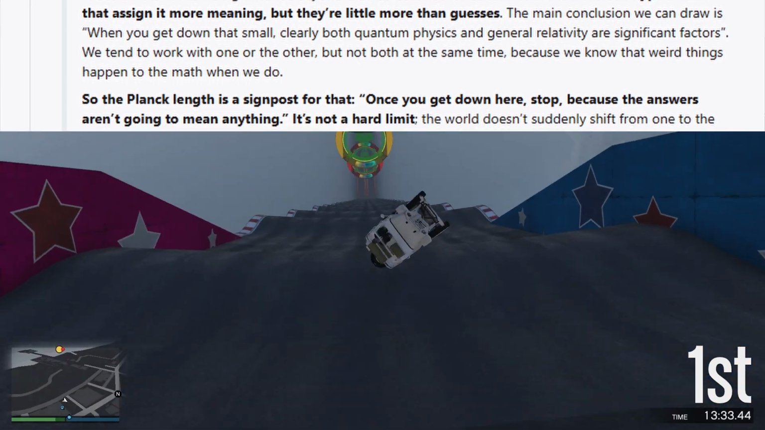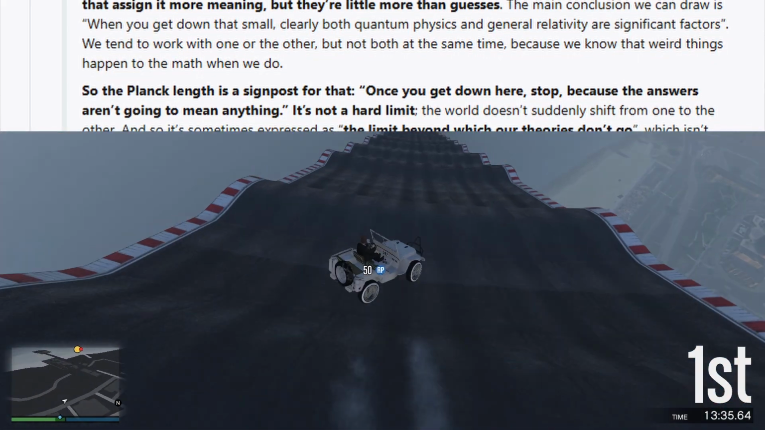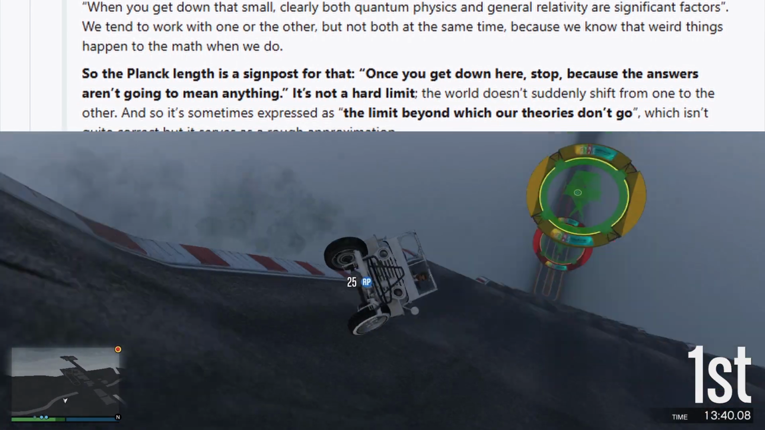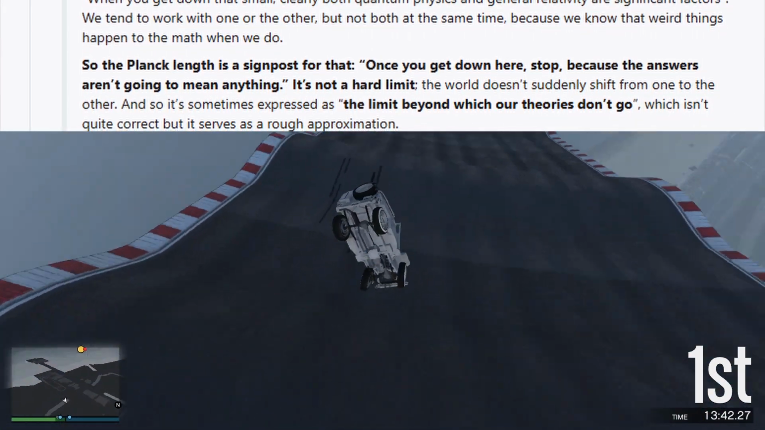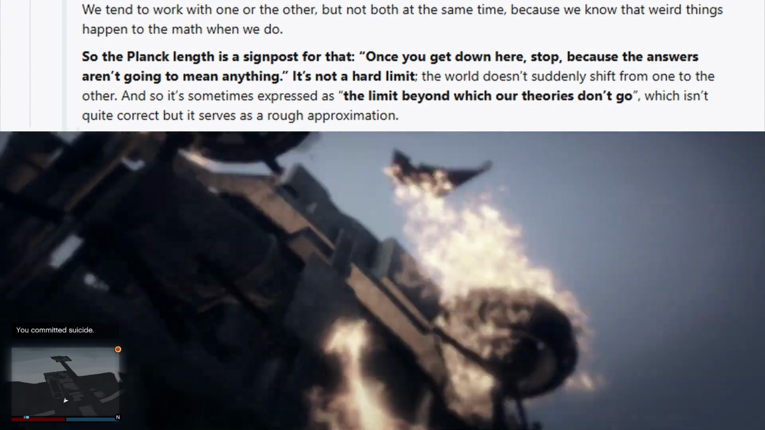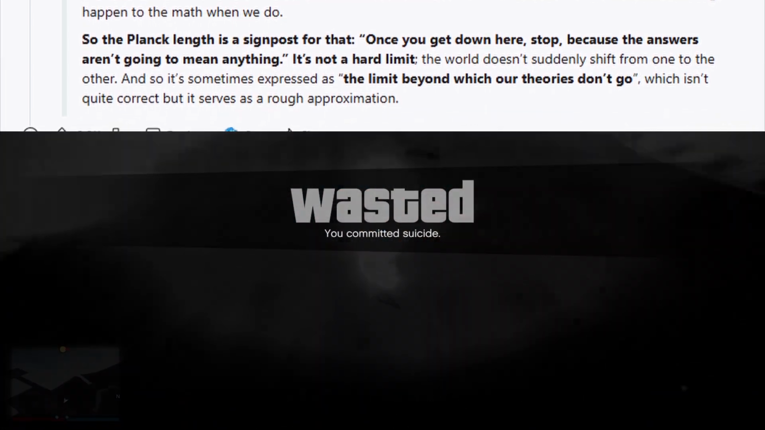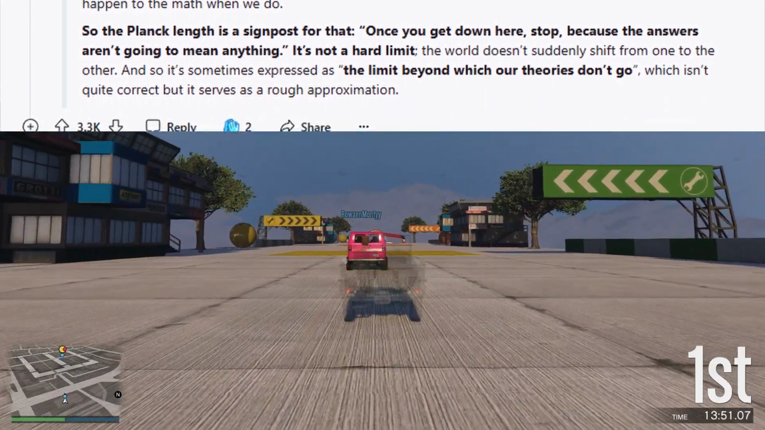So the Planck length is a signpost for that. Once you get down here, stop, because the answers aren't going to mean anything. It's not a hard limit. The world doesn't suddenly shift from one to the other. And so it's sometimes expressed as the limit beyond which our theories don't go, which isn't quite correct, but it serves as a rough approximation.